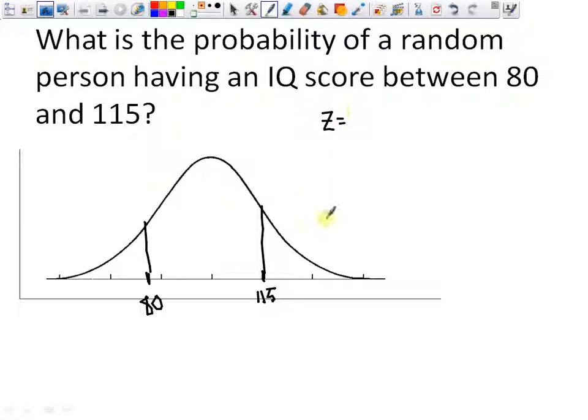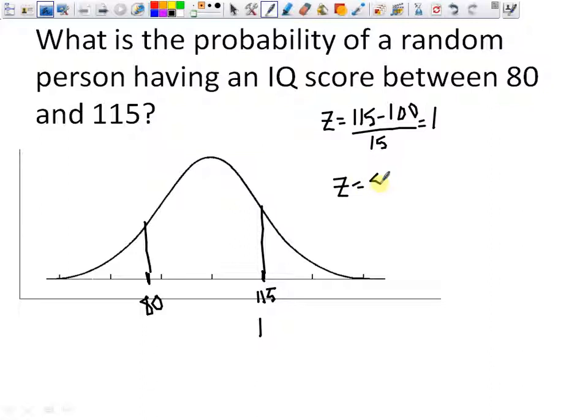We know for 115, the z-score is going to be 1, because it's exactly 1 standard deviation above the mean. We would have 115 minus 100 tells you that it's 15 IQ points away from the mean. And since the standard deviation is 15, that's exactly 1 standard deviation above the mean. So that's 1 as a z-score.